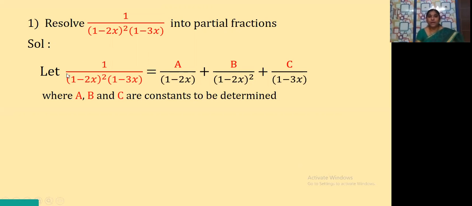So let us see how we can write that. Let 1 by (1 minus 2x) whole square into (1 minus 3x) be equal to, for the first term, A by 1 minus 2x, plus B by (1 minus 2x) whole square. Because the power is 2, for this we get 2 partial fractions, this is the first one and this is the second one. And the third one is for 1 minus 3x, written as C by 1 minus 3x. So these are the 3 partial fractions we got. A, B, C are the constants which are to be determined.